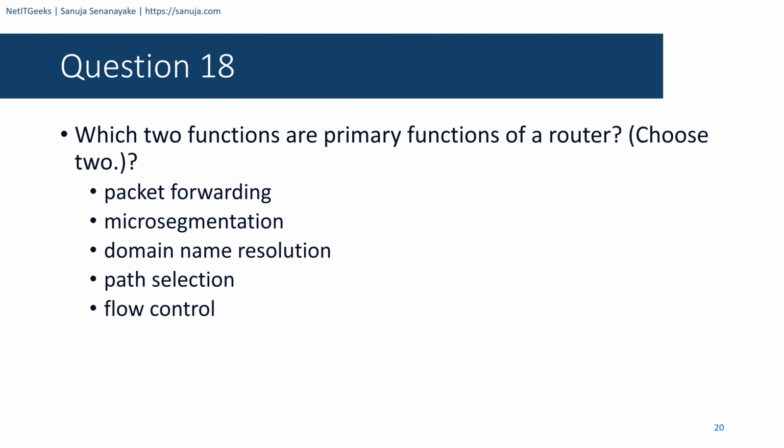Question number 18. Which two functions are primary functions of a router? So we need to pick two of them. The options are: packet forwarding, microsegmentation, domain name resolution, path selection, and flow control. Out of all of these answers, which are the two primary functions of a router?